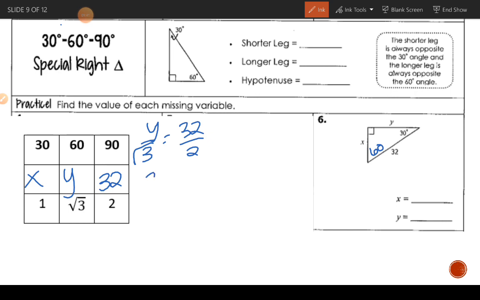Cross multiply. 2y is equal to 32 radical 3. Divide by 2, and I get y is equal to 16 radical 3. So that would be my answer for the y.